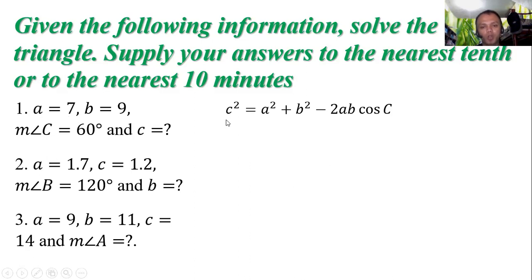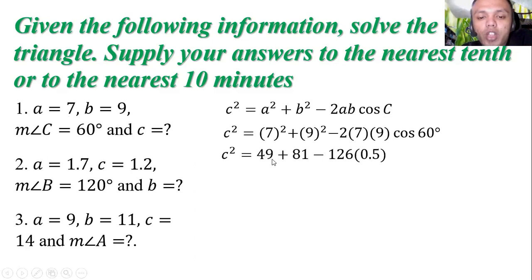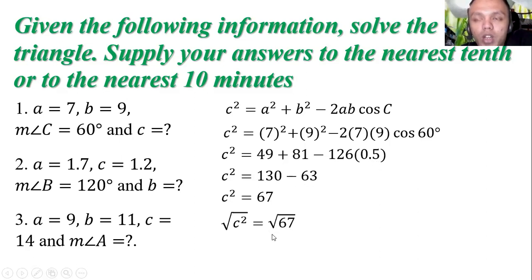Okay, to find C, we will use this formula. C squared is equal to A squared plus B squared minus 2AB times cosine C. So, substitute your A to 7, your B to 9, no? Then your cosine C is cosine 60. Now, 7 squared is 49, 9 squared is 81, 2 times 7 times 9 is 126. Cosine 60 degrees is 0.5. Okay, 49 plus 81 is 130. 126 times 0.5 is 63. Subtract, then we have 67. Get the square root of both sides. Your C here is equal to 8.2. Okay?